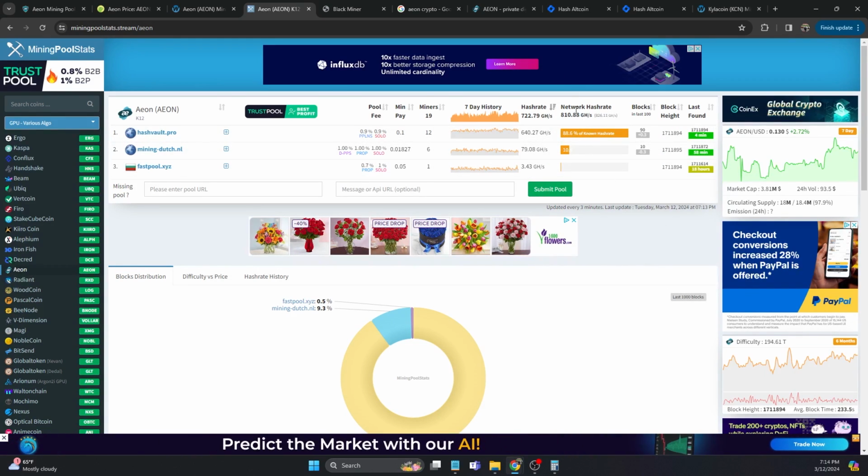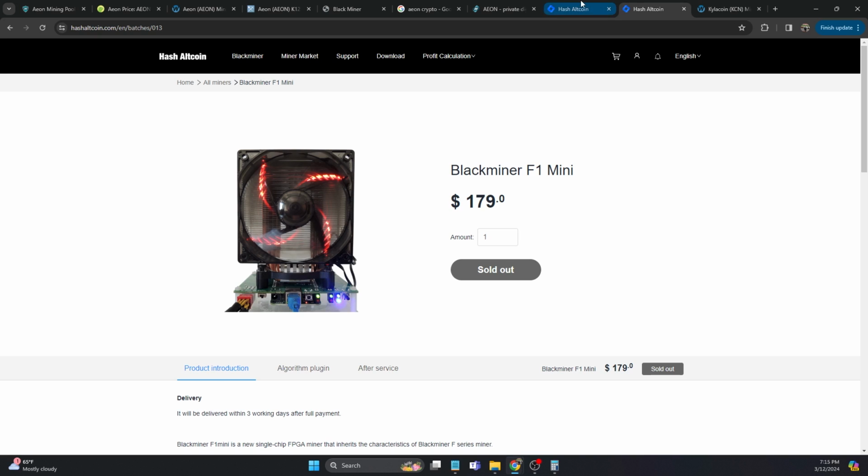But let's go ahead and grab the network hash rate, which is 810 gigahash, and let's see kind of what we're looking at, because we only see 19 miners, at least on the reported pools. And so that should give us some pretty good odds at this, at finding blocks.